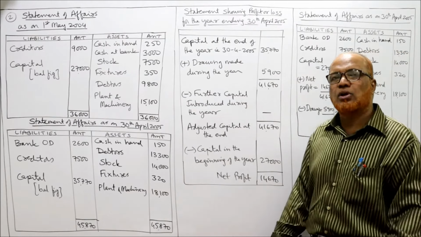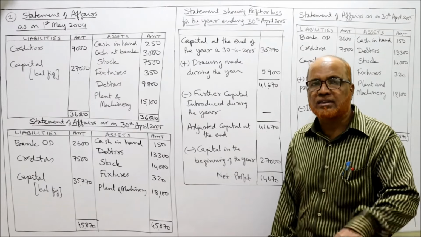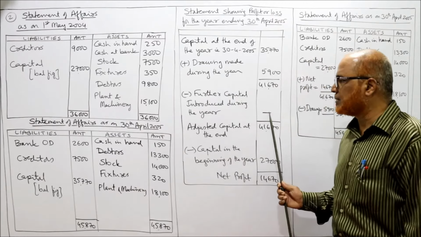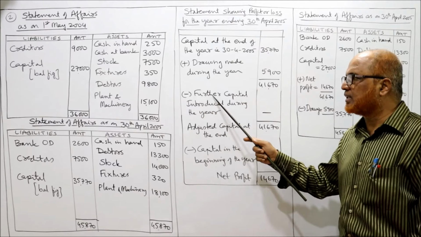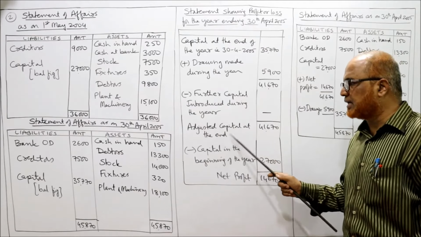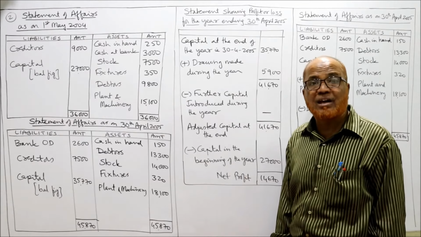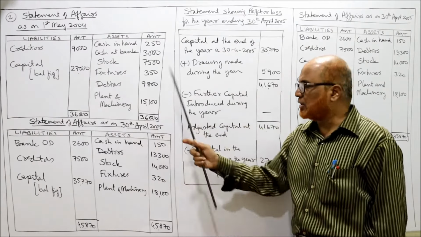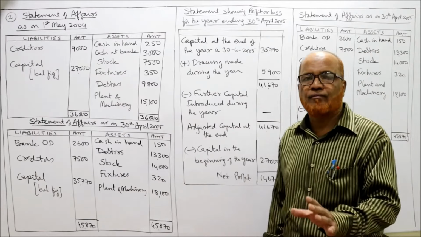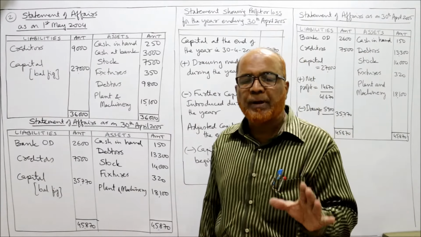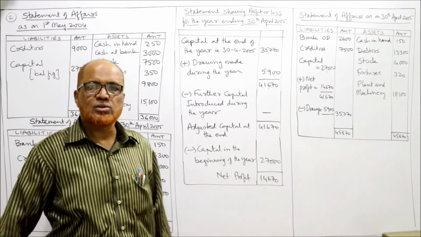Less further capital introduced during the year. In our problem, we are not given any further capital introduced. Put a dash. Then adjusted capital at the end. After deducting this further capital, you will get adjusted capital at the end. From this adjusted capital at the end, subtract capital in the beginning of the year, 27,000. Subtract 27,000. Net profit 14,670. One point we have completed. We have prepared the statement of profit or loss and calculated profit 14,670.